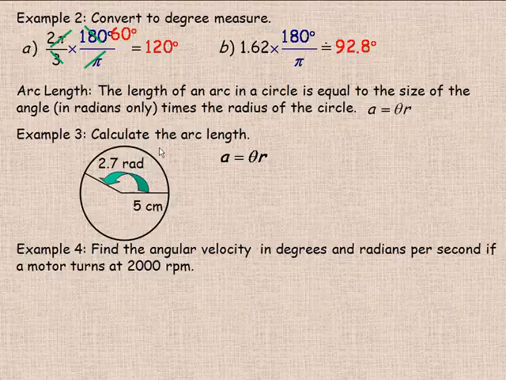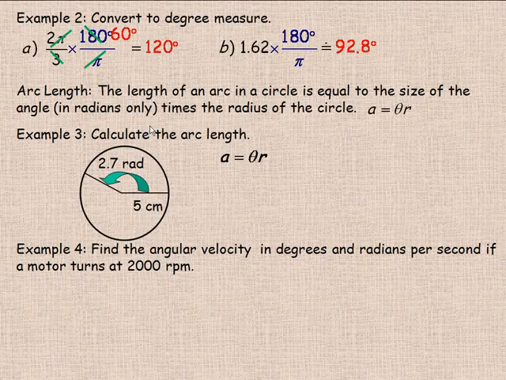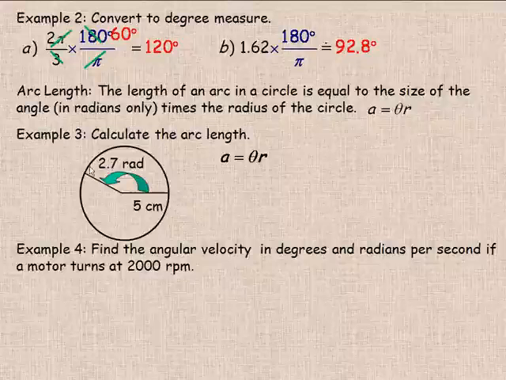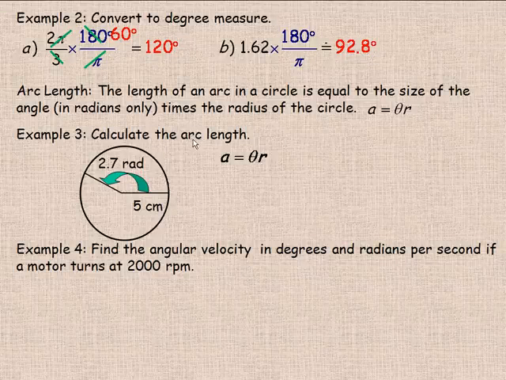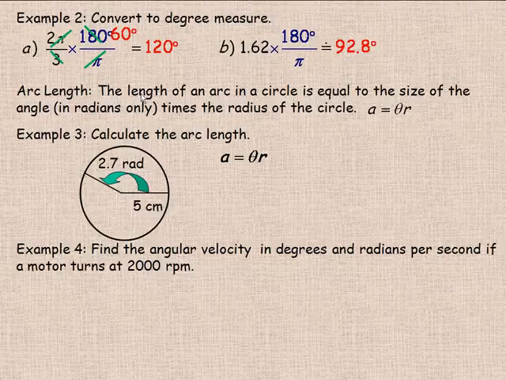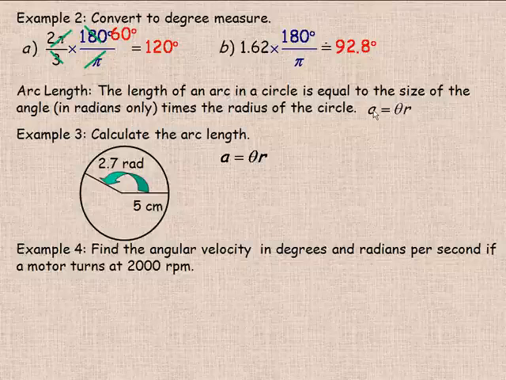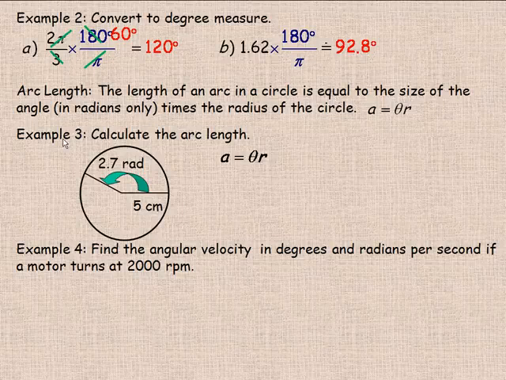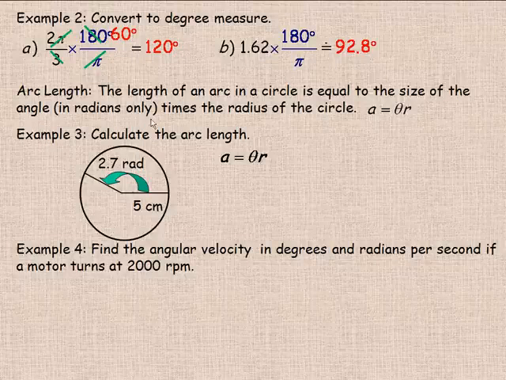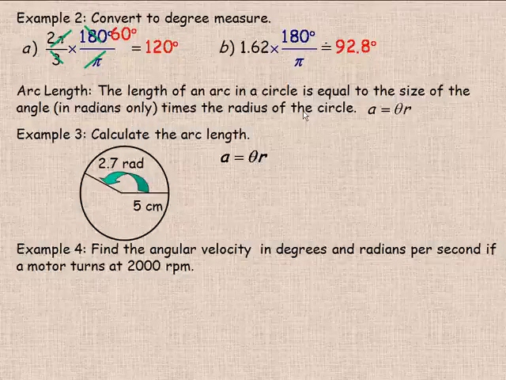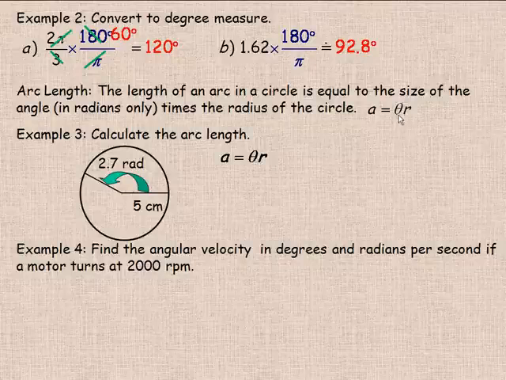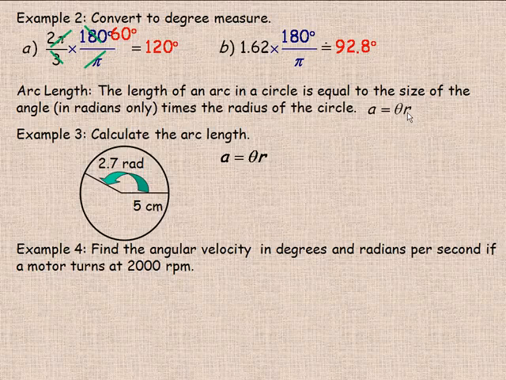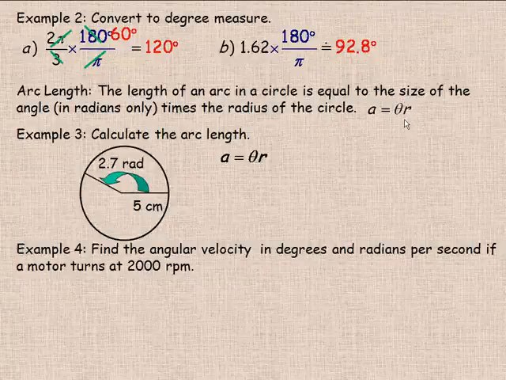Now the nice thing about measuring angles in radians is there's a very convenient, simple little formula for calculating arc length, or partway around a circle. And that's what arc length is. And this formula says that the length of an arc, and lowercase a stands for the arc length, the length of an arc in a circle is equal to the size of the angle in radians only, multiplied by the radius of the circle. So arc length is the size of the angle in radians multiplied by the radius. There is another formula if the angle is in degrees. It's just a little bit different than this one.